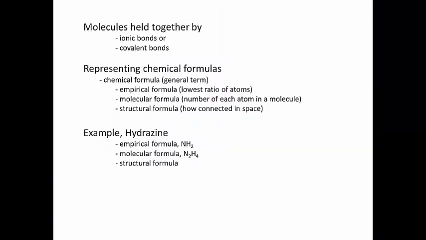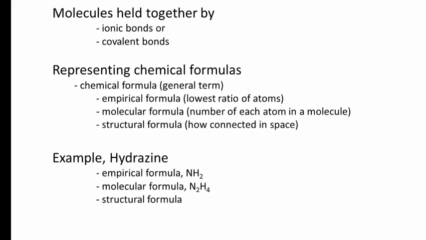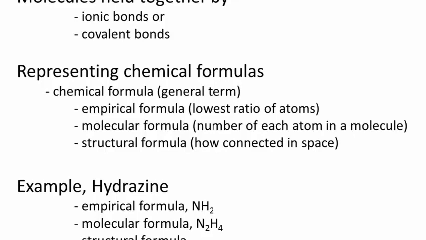There are two basic ways, I'm sure you know this, ionic bonds and covalent bonds. But first, let's talk about how we represent chemical formulas. The term chemical formula is a very general term. To be more specific, we could refer to either an empirical formula, molecular formula, or a structural formula. So again, the chemical formula is just the broadest term.